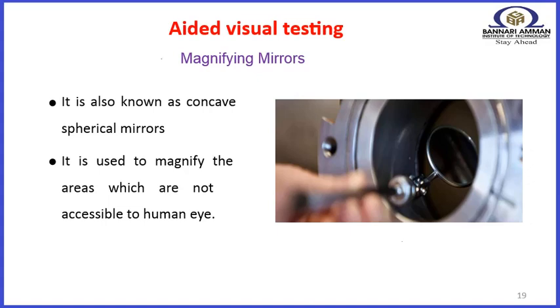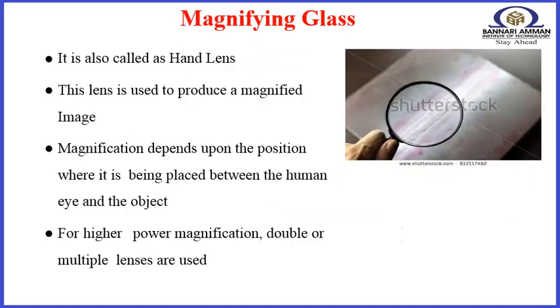Magnifying mirrors, also known as concave spherical mirrors, are used to magnify areas which are not accessible to the human eye. Magnifying glass, also called a hand lens. This lens is used to produce a magnified image.